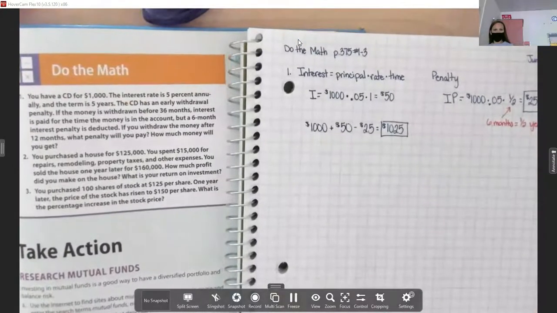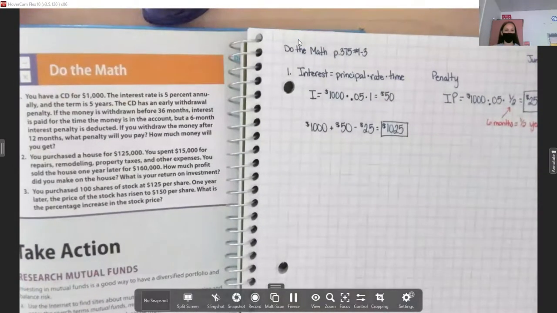So number 2, you purchased a house for $125,000. You spent $15,000 for repairs, remodeling, property taxes, and other expenses. You sold the house 1 year later for $160,000. How much profit did you make on the house? What was your return on investment?